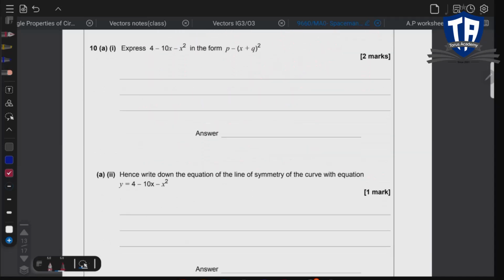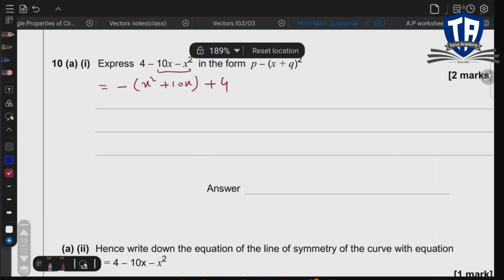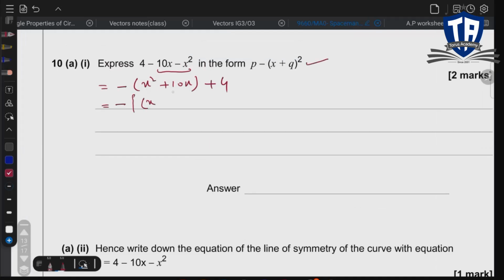Next question is from quadratics, and we need to express this quadratic expression in the form of completing squares. You can use any of the methods which you are comfortable with. Here I'm taking minus common from these two terms, and then I'll apply the concept of completing the square. For x squared plus 10x, there is a plus sign, so we take half of this 10, which is 5, and put the square, and then put a minus sign, and then we take the square of this 5, which is 25, close bracket, and 4 is outside of this bracket.